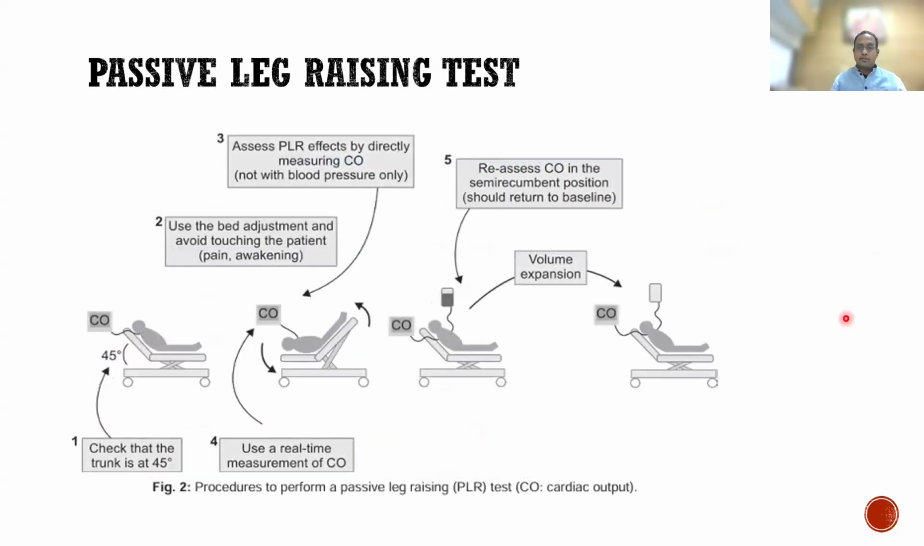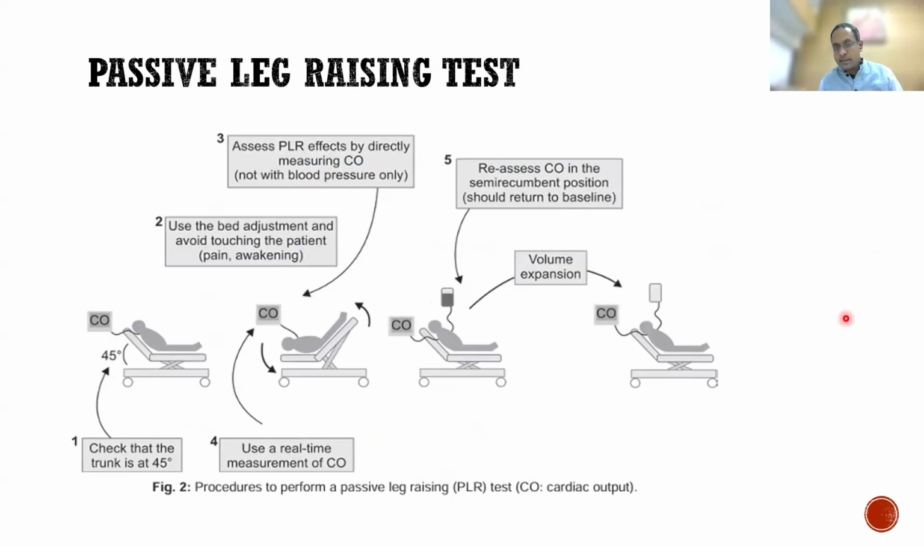This is how it is done. The patient is placed at 45-degree head up, and then we measure the cardiac output, and it should be done with the cardiac output and not with the blood pressure. Then we make the patient supine, and from there we raise the patient's legs to 45 degrees.